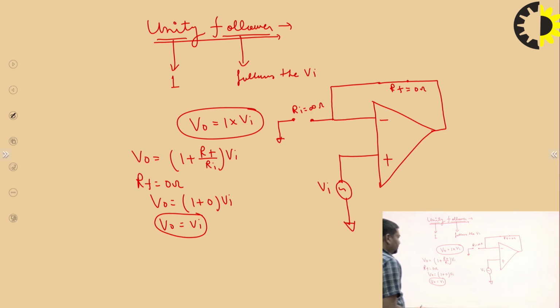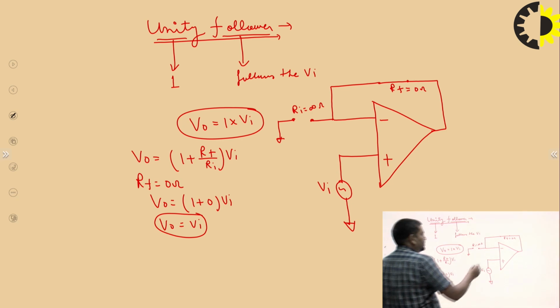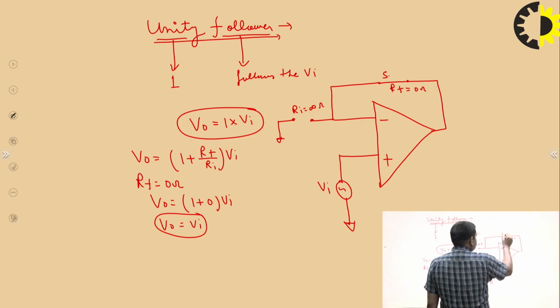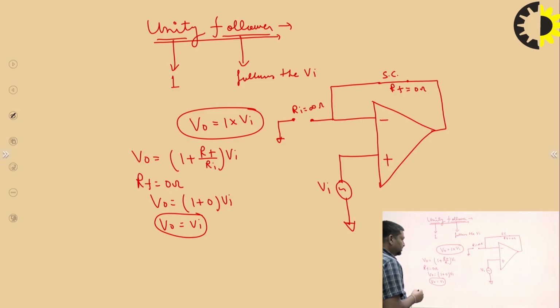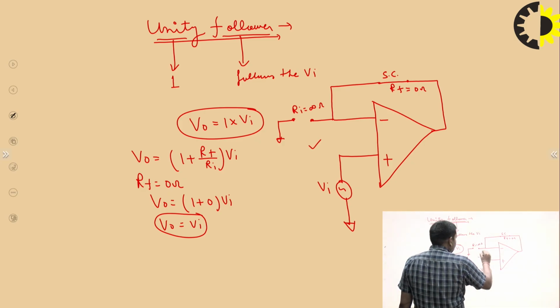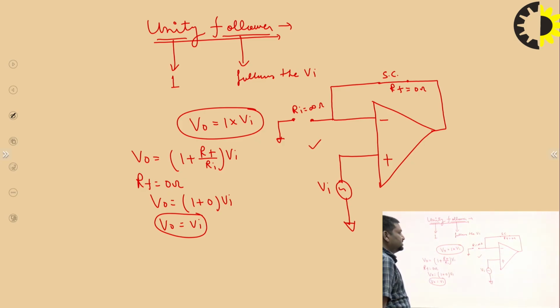By making the feedback resistance shorted, this is short circuited. So the gain of such an amplifier is 1, and it follows the input. That means V0 is equal to Vi. Such a circuit is called the op-amp working as a unity follower. So the first question to be asked here is, what is the application of unity follower? Because the output is the same as the input voltage.